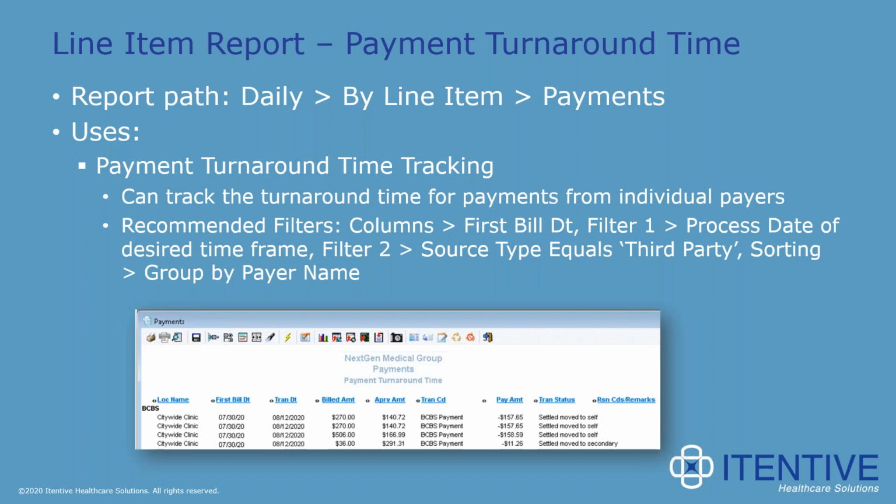And next, I would filter that report by the process date of the needed time frame. So again, you can look over a month or maybe even a year range. And then on filter 2, you want to set that source type to third party. So we're only interested in seeing payment lag time from our insurances. And then finally, on the sorting tab, you can choose to group those payments, maybe by the payer, and that's going to allow you to see any issues with individual payers.